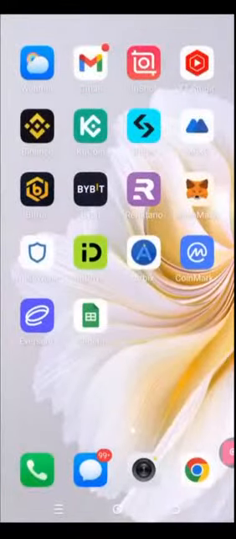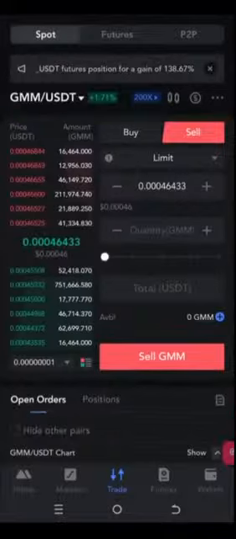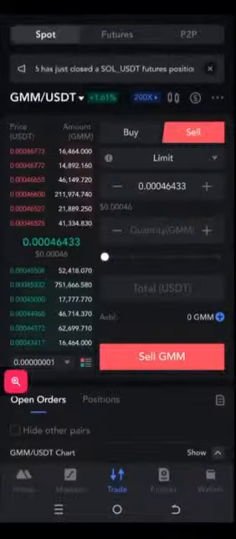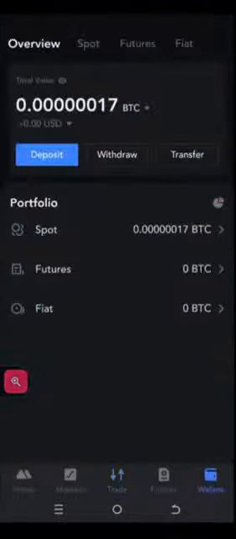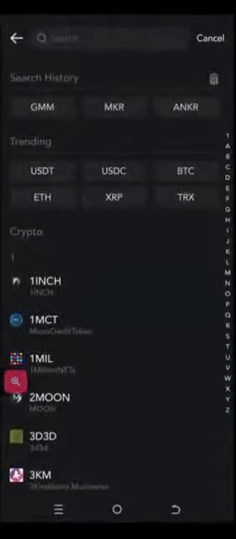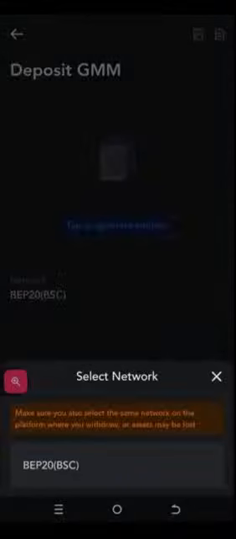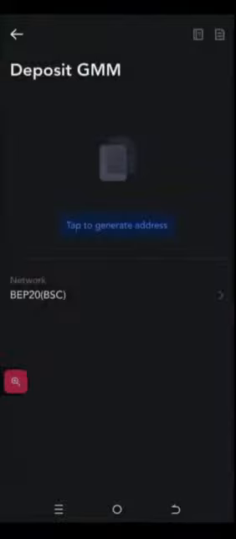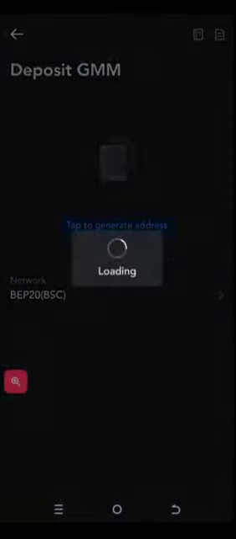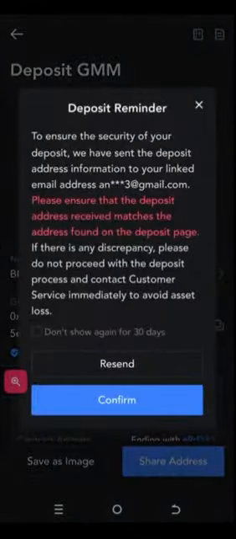So we're going to go over to Mexi and take every single thing. I hope the price is still good. Let's click on that. If not, we're going to set a sell limit, whatever it is, right? So we want to deposit it, and we're depositing GMM. Okay, BEP20, right? That's what we want. We're going to tap to generate it. So let's see. Ensure. All right. Yeah. Okay, no problem.